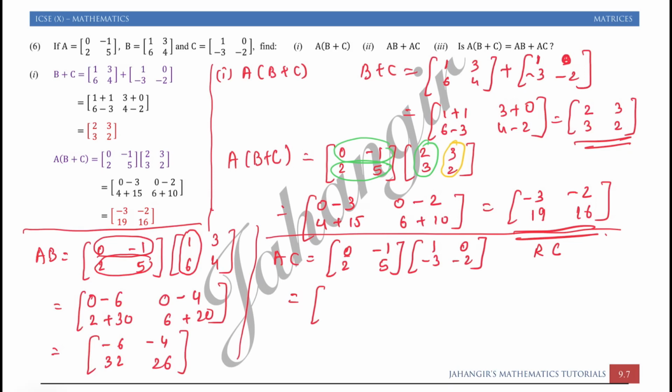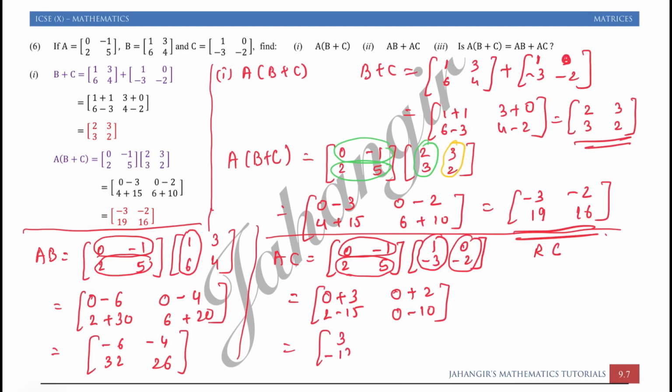0 into 1. See, first row is this, first column is this. So it's simple. 0 into 1 is 0. Minus 1 into minus 3 is plus 3. Then again with second row: 2 ones are 2, minus 15. Then first row, second column: 0 minus minus plus 2, then second row, second column: 2 zeros are 0 minus 10. So what I will get is [3, -13; 2, -10].